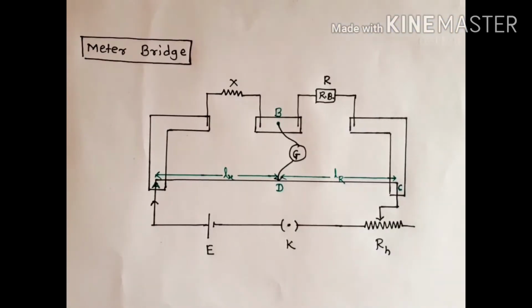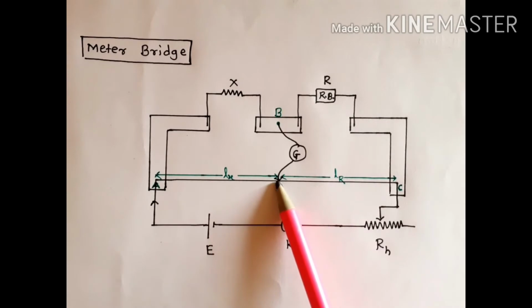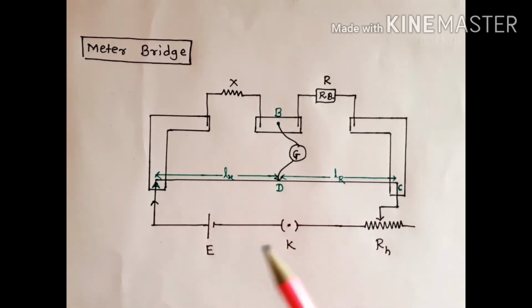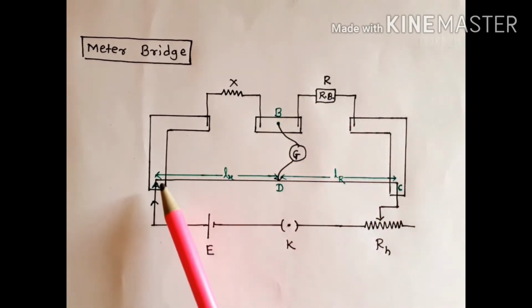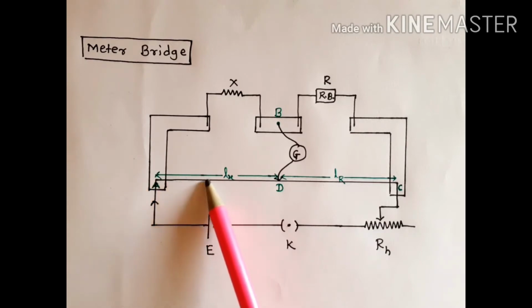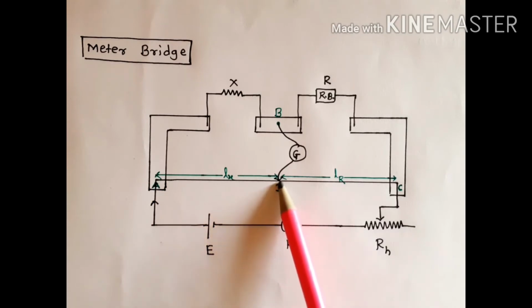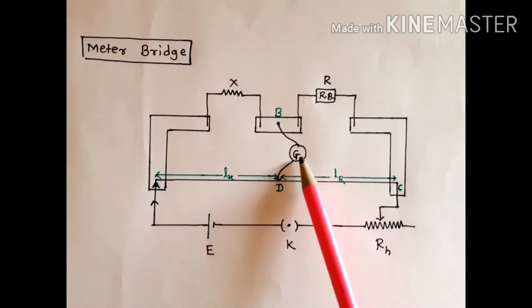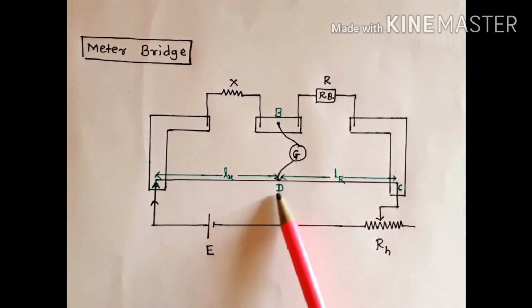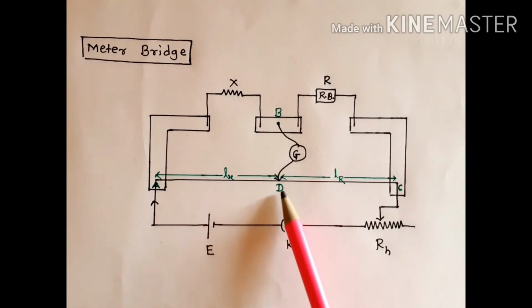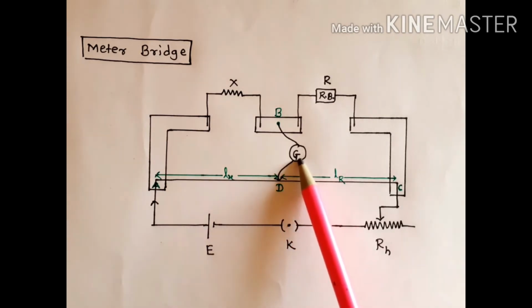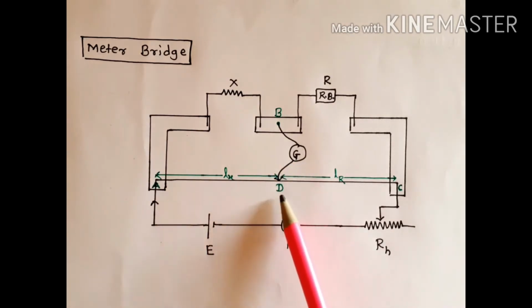Now let us concentrate on the circuit diagram. This is the jockey. In working, first of all, take a suitable resistance from the resistance box. Then start touching the jockey at various points, and you obtain the point D at which the galvanometer shows zero deflection. When the galvanometer shows zero deflection, that point D is the balanced point.